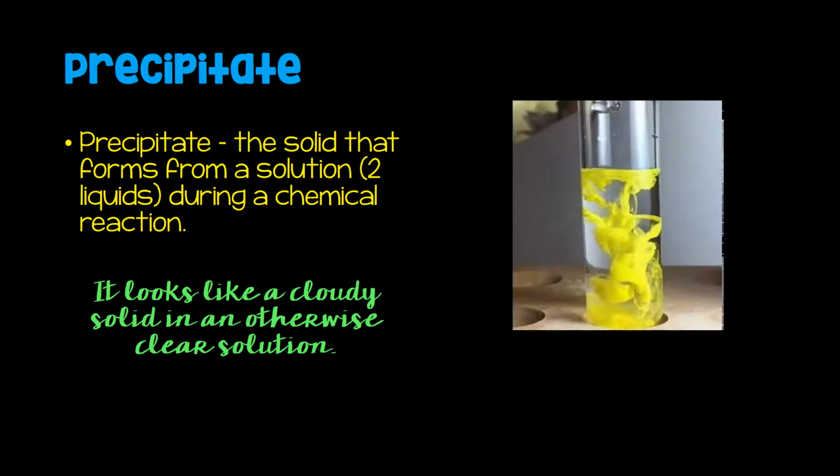Two liquids together and a solid begins to form. This is called a precipitate, which is evidence of a chemical reaction. However, just because a liquid freezes does not mean a precipitate has formed. This is just a physical change. Precipitates must form out of solution.